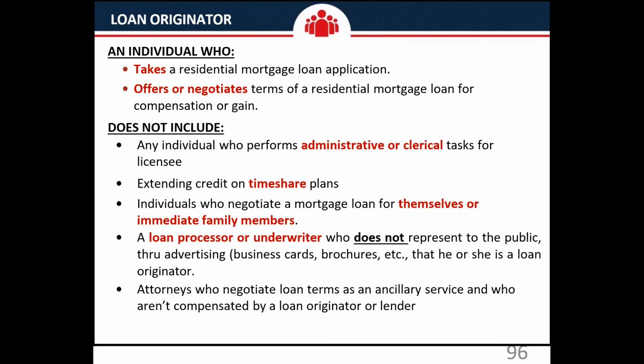It does not include an individual who performs administrative or clerical tasks for a licensee. It does not include extending credit on timeshare plans. It does not include an individual who negotiates a mortgage loan for themselves or immediate family members. You do not need a license to do a loan for your mom or your dad or your sister or brother, but your cousin Pookie twice removed, that's a different story.